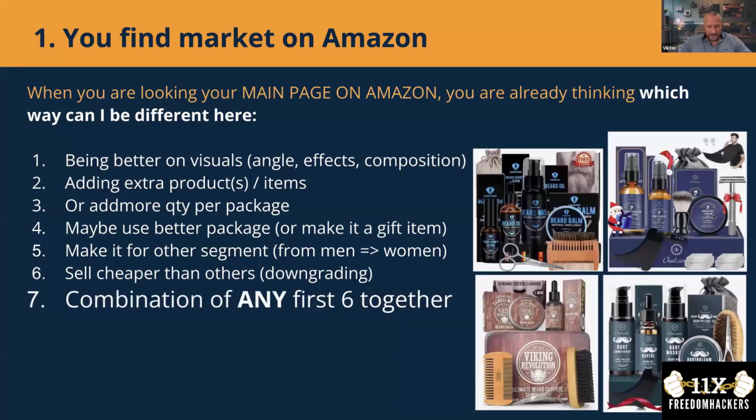All right. And then any combination of the first 6 together eventually leads into rainforest. That's what's happening on Amazon. Products become rainforest, and that's what a rainforest looks like. They're full of stuff.